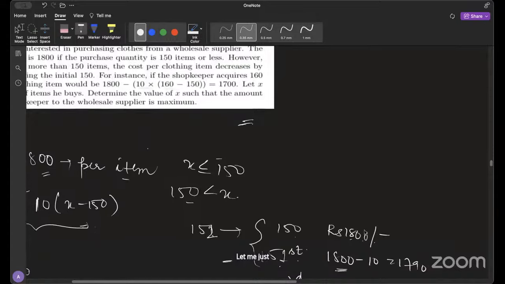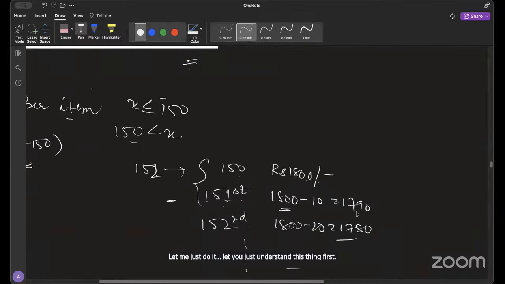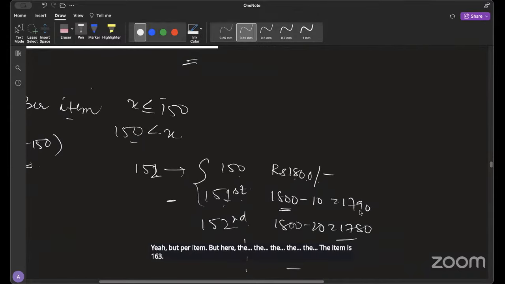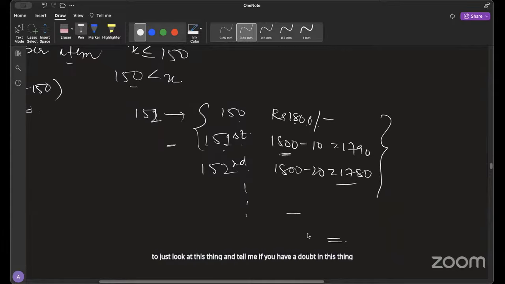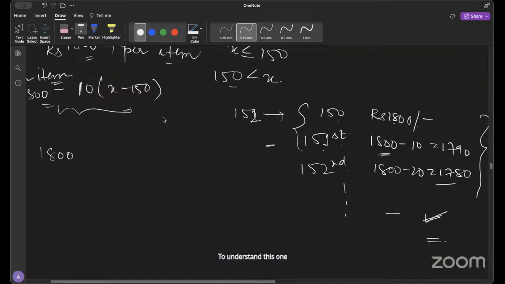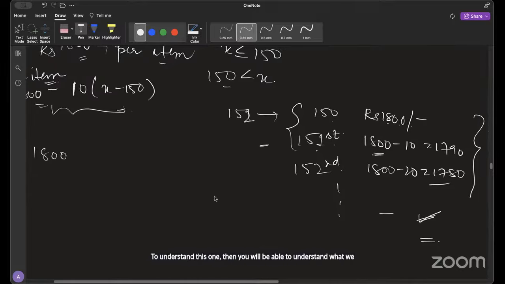Let me just do it here. You just understand this first. We'll come to that item 160 later. You just look at this and tell me if you have a doubt in this or not. No, ma'am, I had a doubt in that one. You explain it to me later. First, you need to understand this one. Then you will be able to understand what we're doing there.